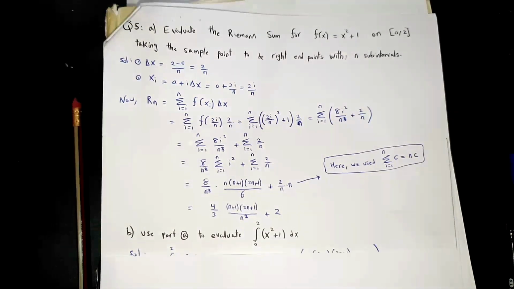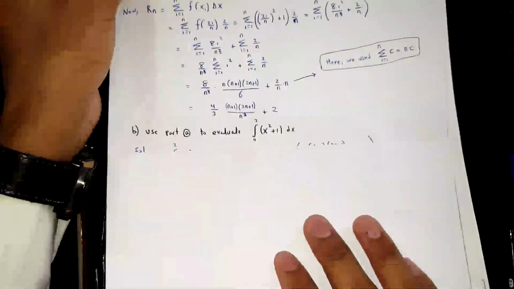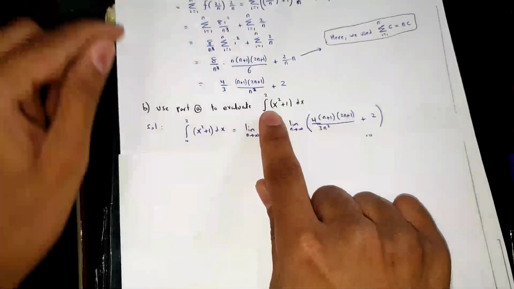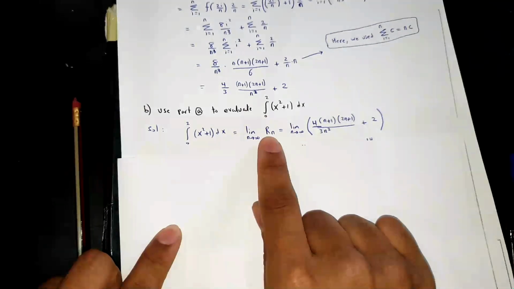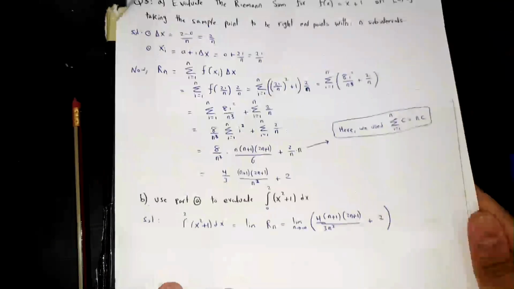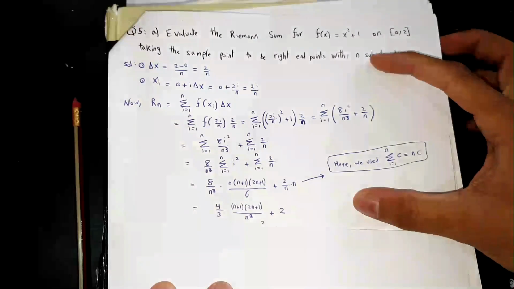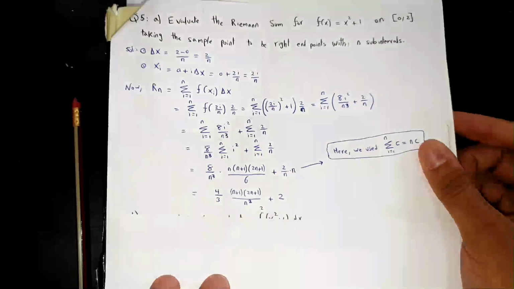And also we have part B. If we said evaluate the integral, you just take the limit of Rn. So part B is very simple. Now just concentrate on part A. I hope you can do it yourself.